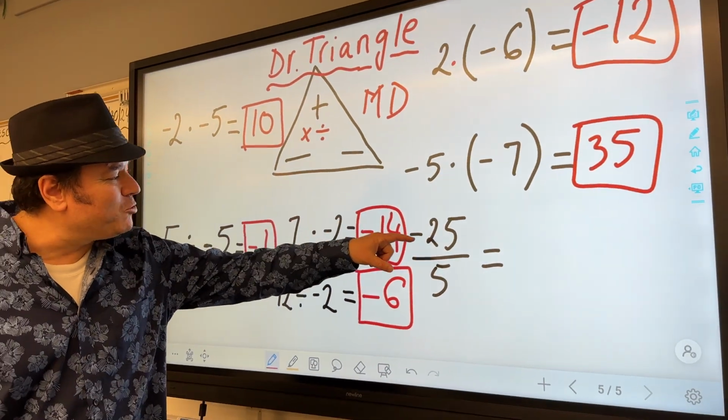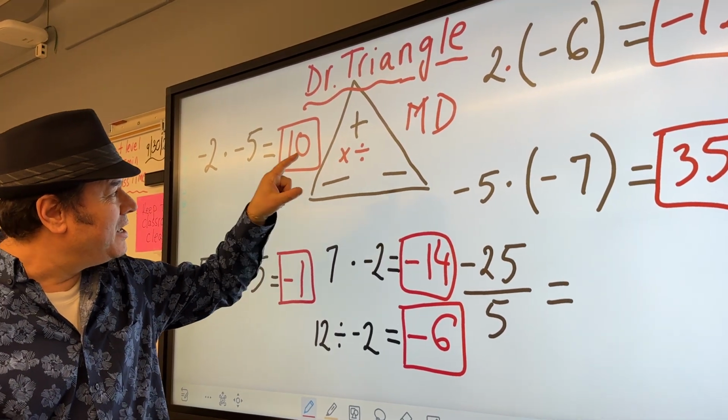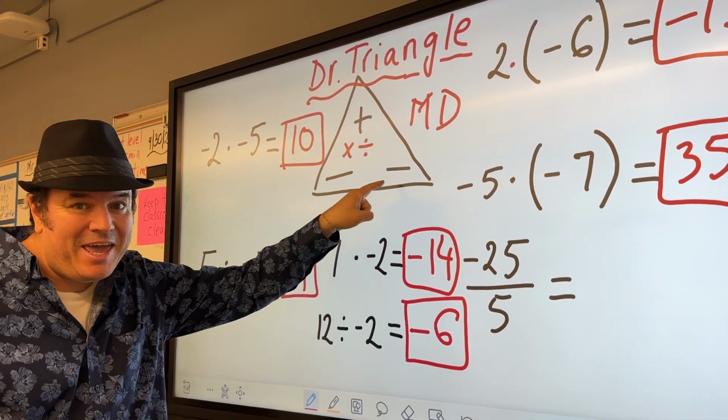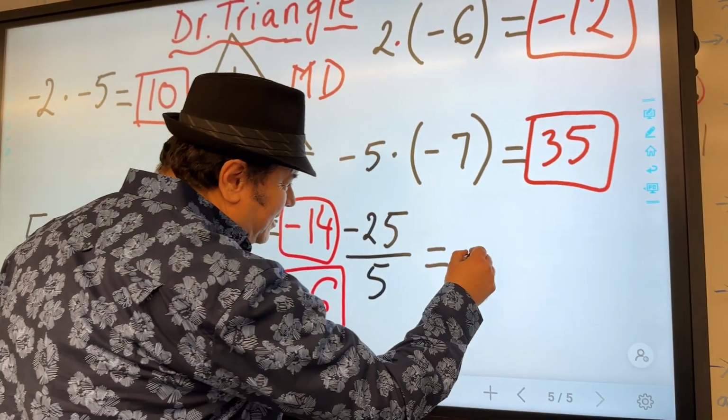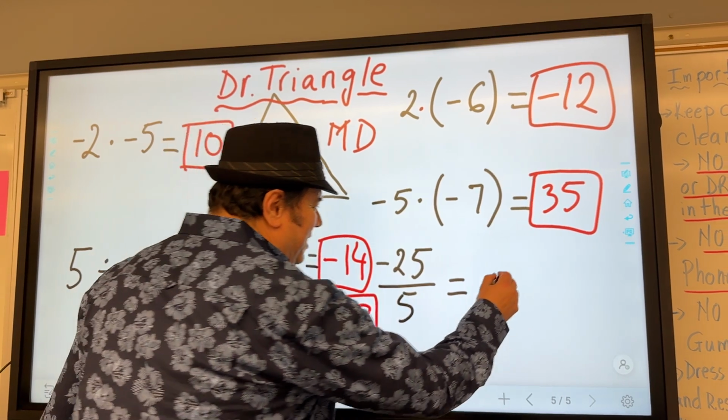And let's take a look at the last problem here. We have -25 divided by 5. Again, negative divided by a positive is going to be negative. So the final answer is going to be negative. And 25 divided by 5 is 5. -5.